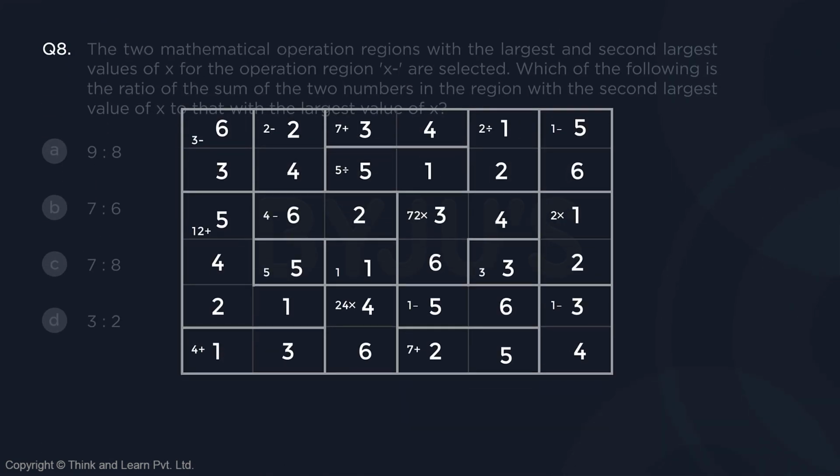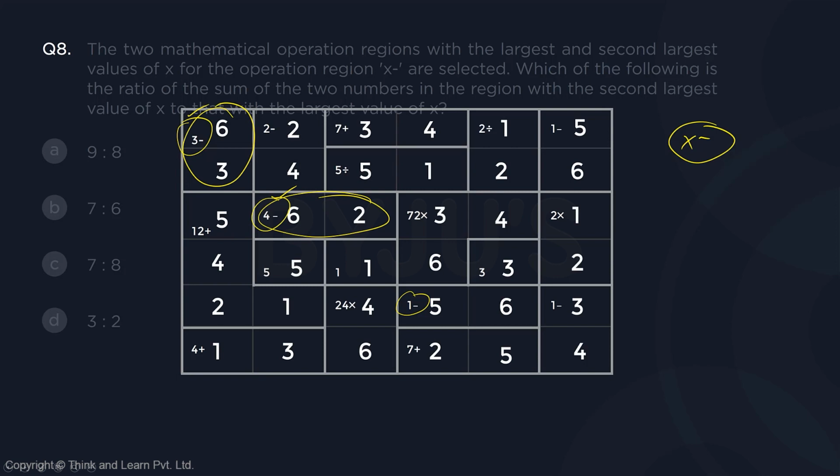Let's look at the figure. So we need to find the two biggest differences of x minus type, the largest and second largest. What are the values we have in minus? We have 3 minus, 4 minus, 2 minus, 1 minus, 1 minus, 1 minus. That's it. Clearly the two largest are 4 minus and 3 minus. Correct? So we are taking this region and this region.